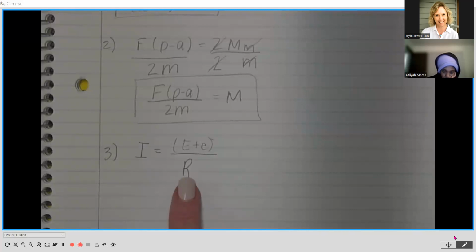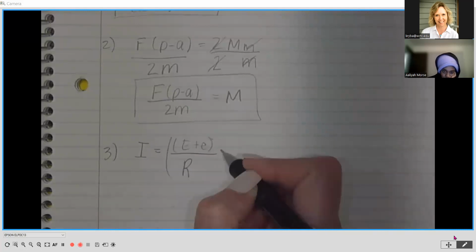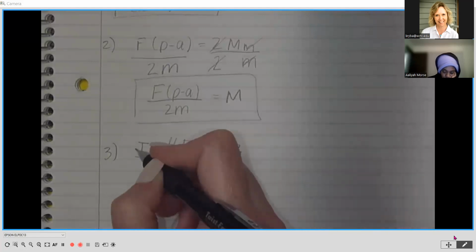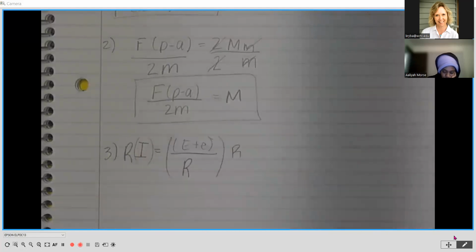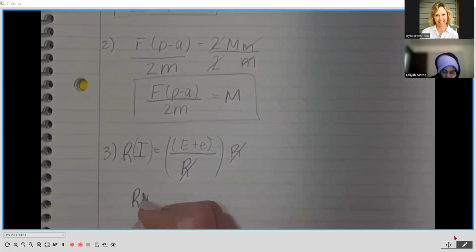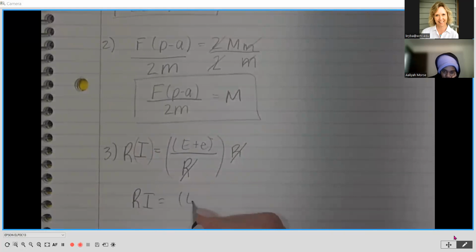And now we want to solve for R. Since R is in the denominator on the right-hand side, we're going to multiply both sides by that R. So I'm going to put parentheses around the whole thing, put my R out front here, and then do my multiplication of my R on the other side. And don't forget to cancel out on the right-hand side the 2 R's. So now I've got Ri is equal to E plus e on the other side.